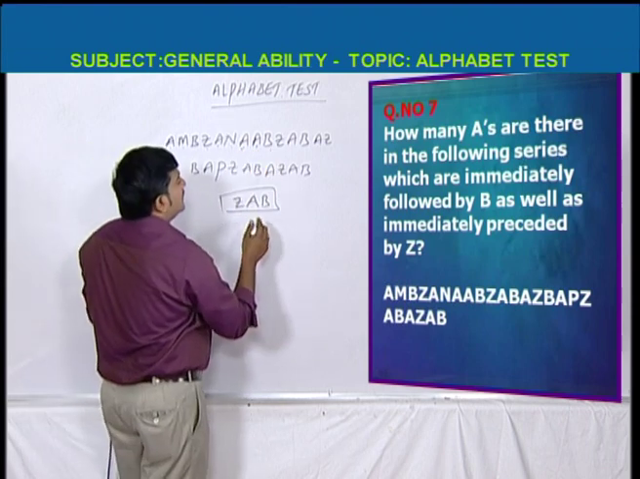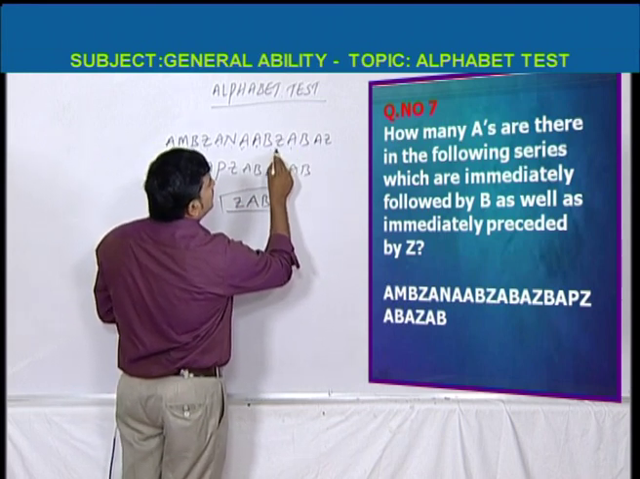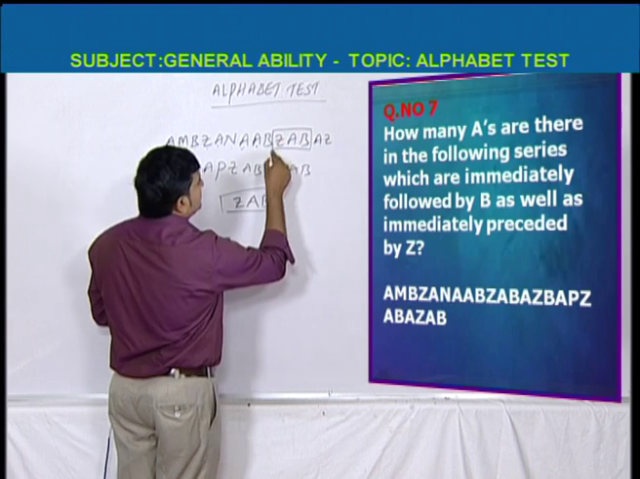So you can ignore that. Now focus on this A. Yes, this A is followed by B and it is also preceded by Z.